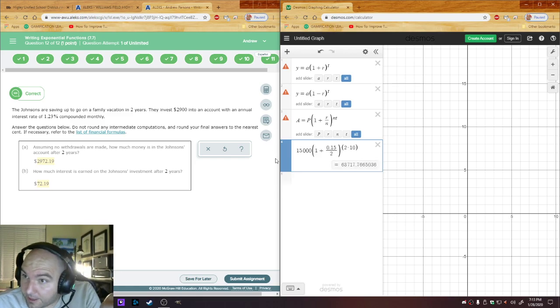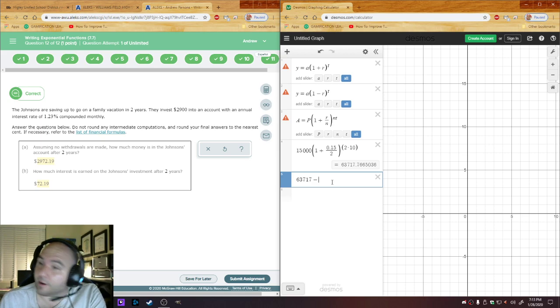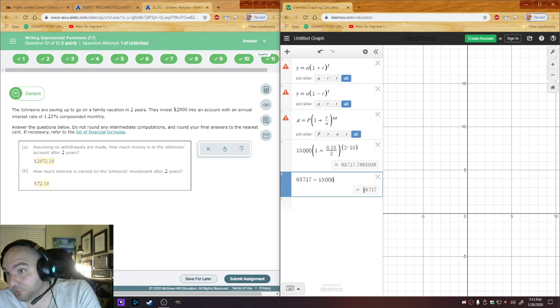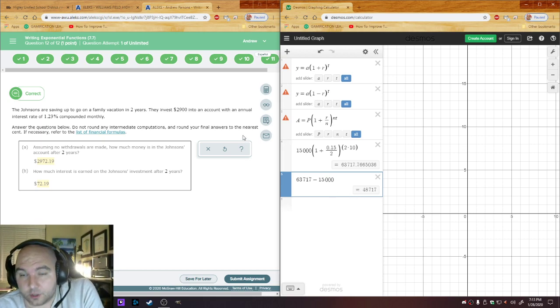That's a lot of money right there. 15% is incredible, right? And compounded twice annually only makes it better. But did you really get $63,000? Not really. You got $63,717 minus however much you put in. So you really made $48,000. That's amazing. So that's the trick right there. You got to make sure you find the difference, okay?